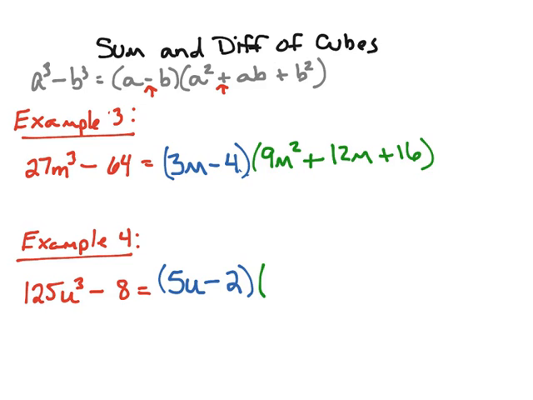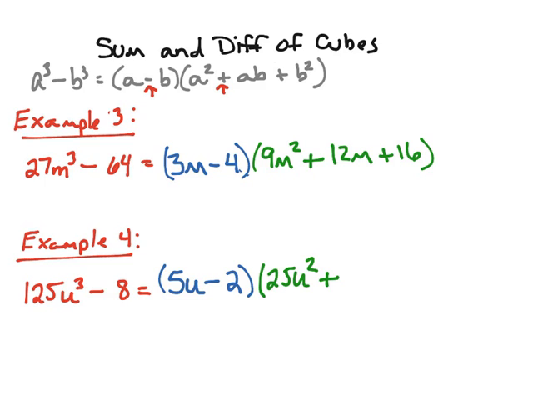Now we need to find the other factor. That second factor is going to be a trinomial. To get the first term of our trinomial, we're going to take a, which is a 5u, and we're going to square it. So 5u times another 5u would give us a 25u squared. Remember, we're going to need a plus sign here. They need to be opposites of each other.